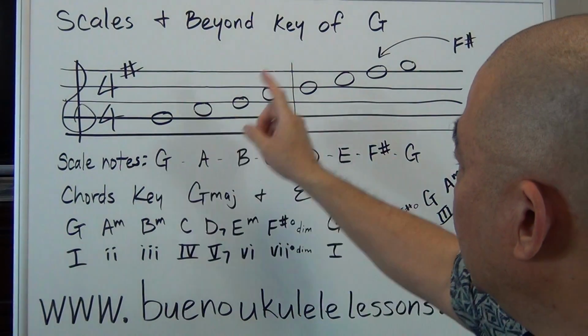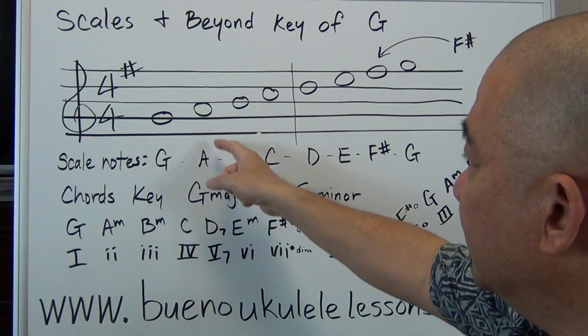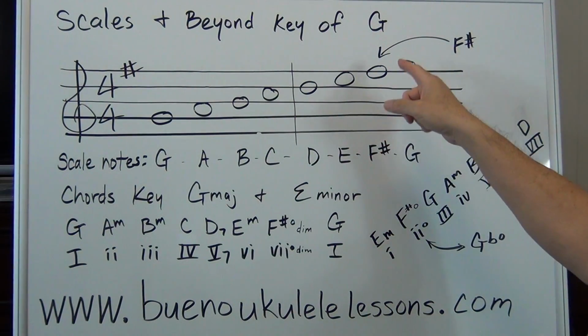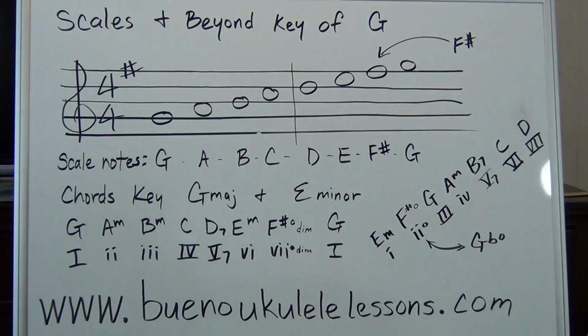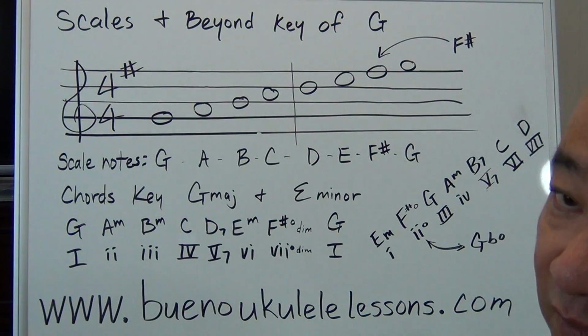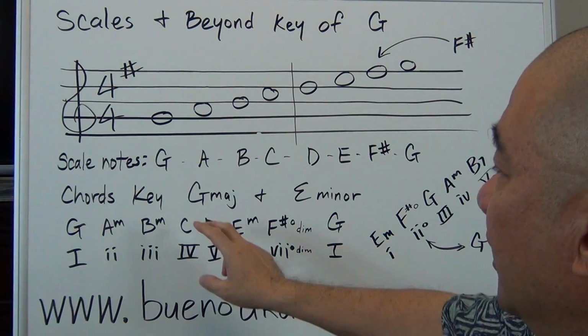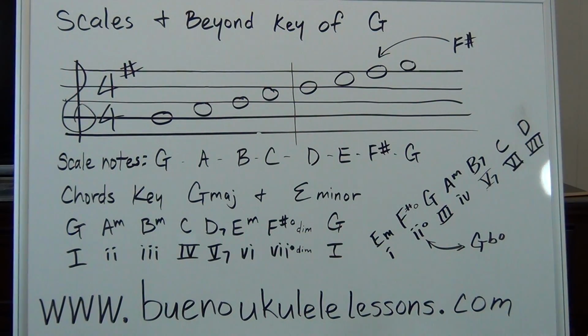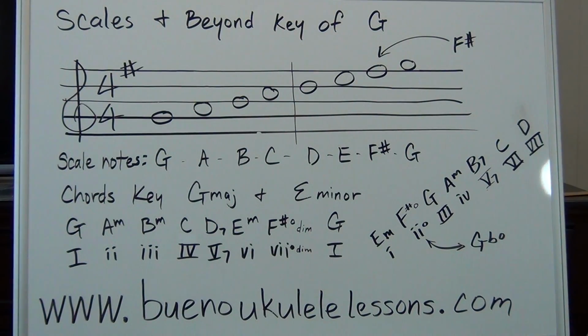In this particular key, which is G major, you've got G, next one is A, B, C, D, E, here we go, F sharp, and then back to G. Next line underneath that, we've got the chords in the key of G major and E minor. Beneath that, we have the family of chords, and at this point in the course, you want to start looking at your chord chart and getting familiar with what the chords look like.